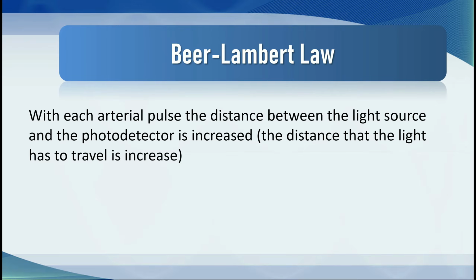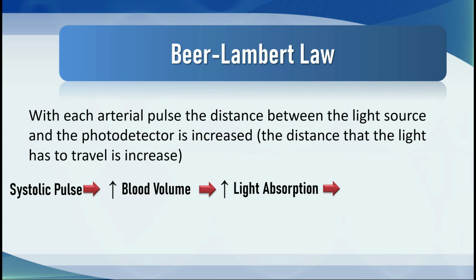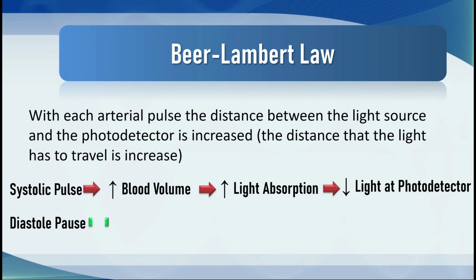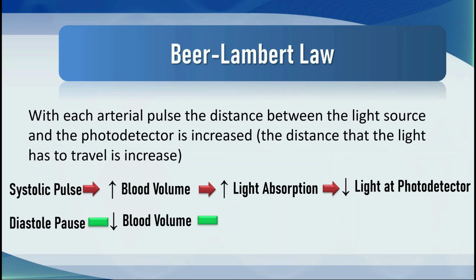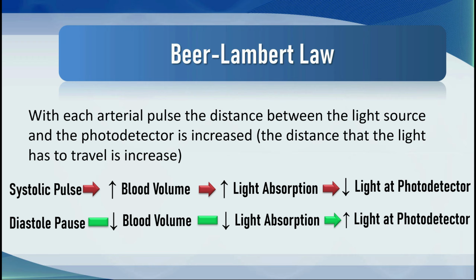With each arterial pulse, the distance between the light source and the photodetector is increased. The distance that the light has to travel increases. So with the systolic pulse, there is an increase in blood volume to the finger. That results in increased light absorption and reduced light at the photodetector. With the diastolic pause, there is reduced volume going into the finger. As a result, there is decreased light absorption and increased light being detected by the photodetector.